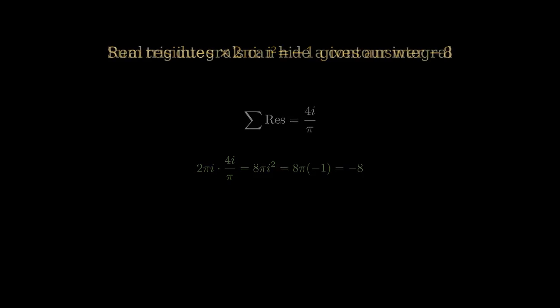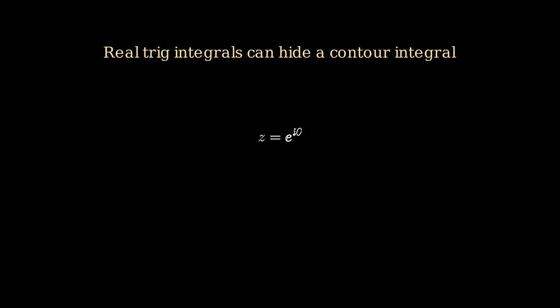Sometimes a completely real-valued integral over an angle theta from 0 to 2 pi can be secretly reinterpreted as a walk around the unit circle in the complex plane. Pattern to recognize: whenever you see an integral involving cosine theta and sine theta over a full 0 to 2 pi range, consider substituting z equals e to the i theta.